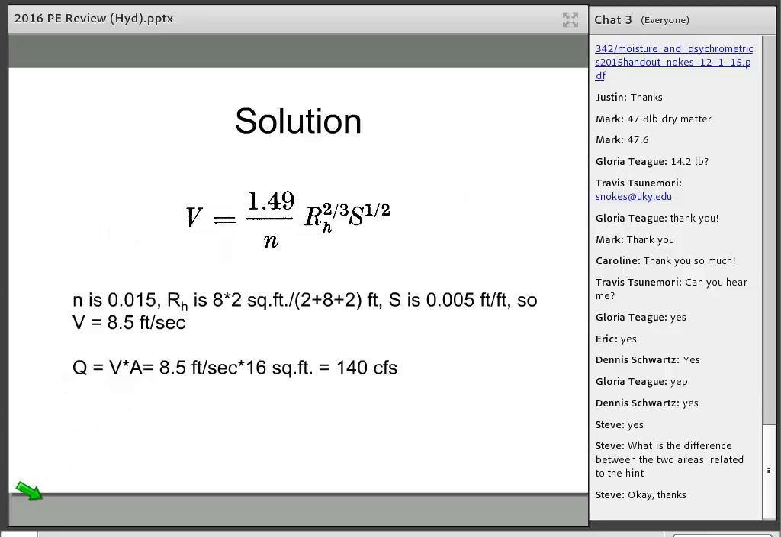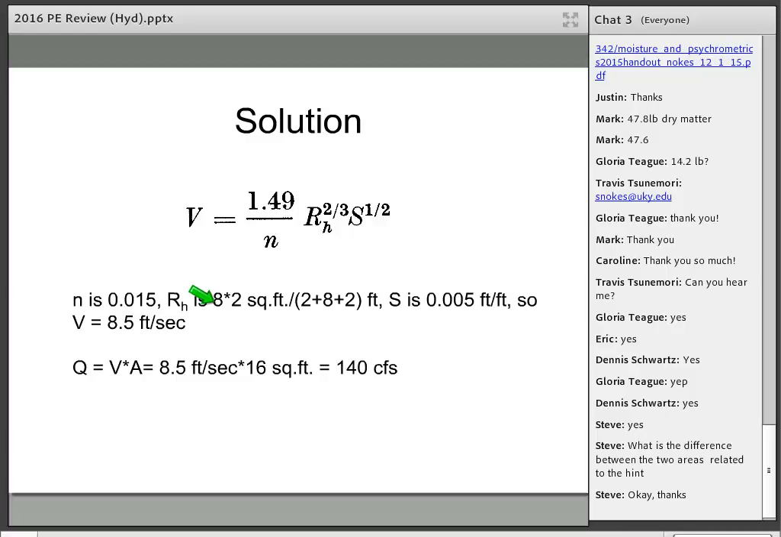Here's the solution. Velocity equals 1.49 divided by n, hydraulic radius raised to the 2/3, slope raised to the 1/2. So n for that particular surface is 0.015. Hydraulic radius for a trapezoidal channel is going to be 8 times 2 square feet. Where'd the 8 come from? Where'd the 2 come from?